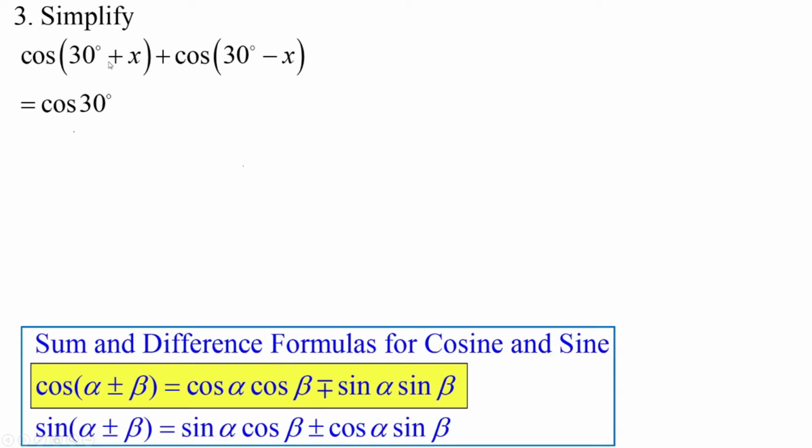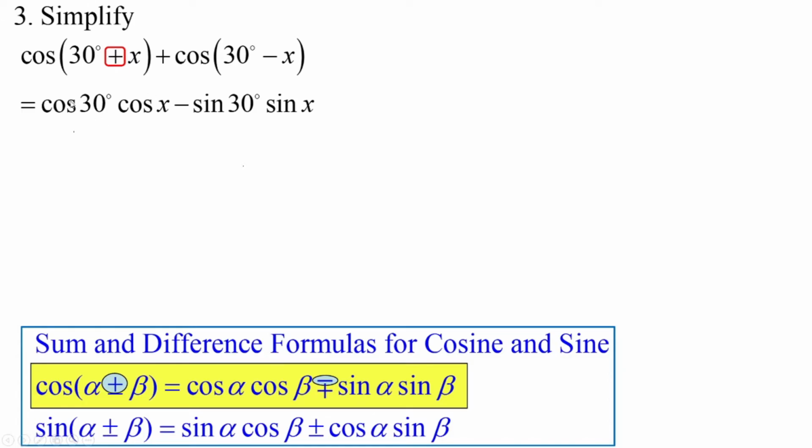Cosine of 30 plus x is going to be cosine of 30, cosine of x. And you guys know if this is a plus, I'm going to put a minus right here. I see that plus, I look at my formula, and they're opposite. That's a minus. And then I've got sine of 30, sine of x. Now let's simplify this, because 30 is a pretty key angle, isn't it? Let's get the other part done first.